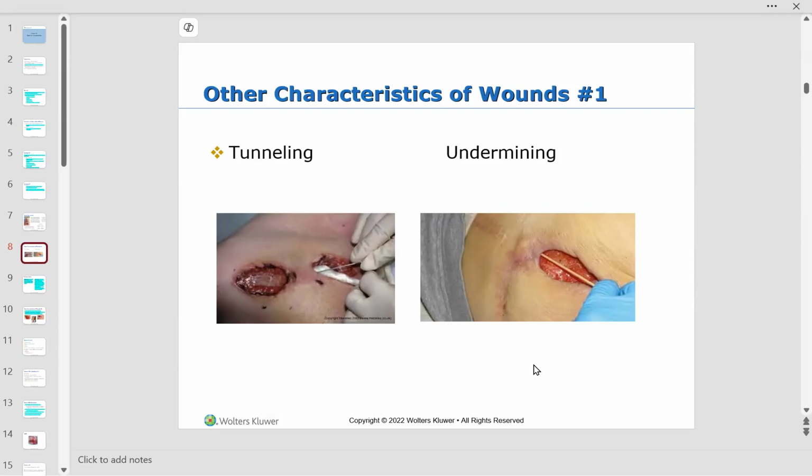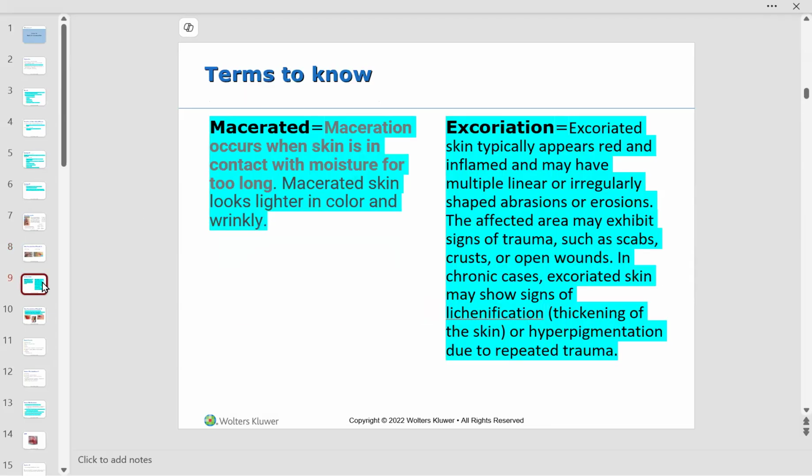That's undermining. Okay. And you always document a wound as if it were a clock. So for this wound, this is the coccyx, there's the patient's spine. So this is 12 o'clock. This is 6 o'clock. This would be 3 and this would be 9. Okay. So here I would document undermining of so many centimeters at 12 o'clock. Okay. All right. Some other terms you should know.